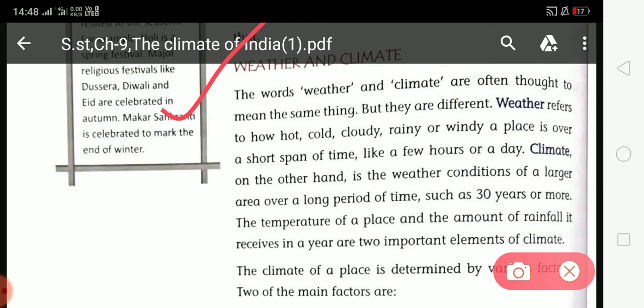So student, climate doesn't change in a short period of time, a few minutes or a few hours, like weather. Climate is different from weather because when the same weather remains for a long time, it is called climate, and weather means the weather changes in a short span of time, in an hour, in a minute, you can say in a day. Now look at the next.